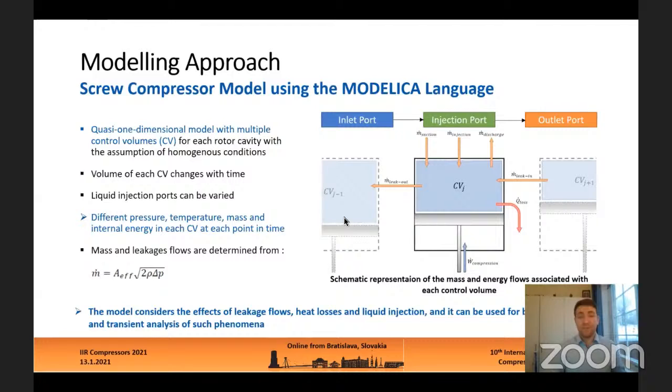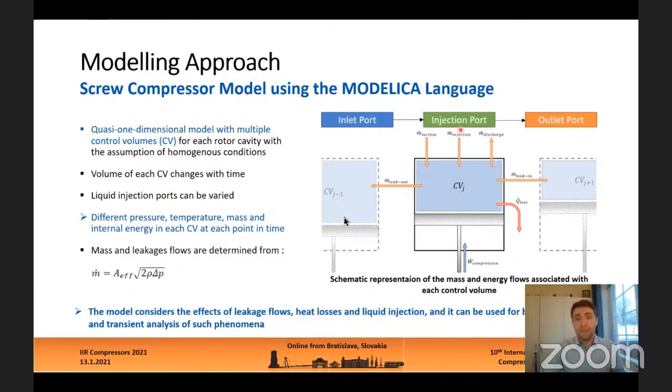Based on the knowledge we gained from the literature review, we developed our own screw compressor model using the Modelica language. In here, we have a quasi-one-dimensional model with multiple control volumes for each of the rotor cavities, and with the assumption of homogeneous conditions. As you can see here in the representation, each of these piston-like elements is a control volume and represents one of the rotor cavities we have. And the volume changes with time. So going from the inlet to the outlet port, the volume will decrease due to this compression process.